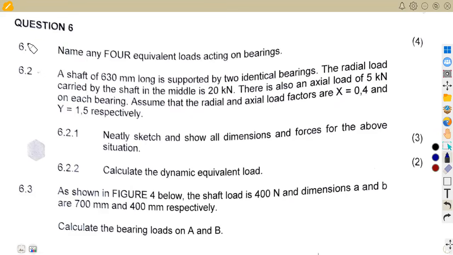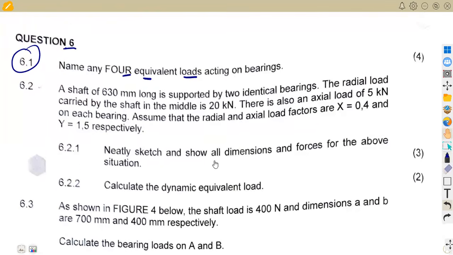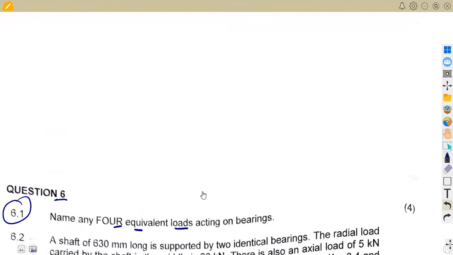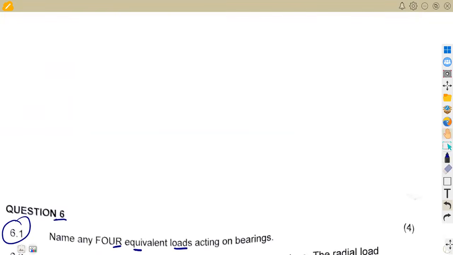So we were given the first part, question 6.1, to name any four equivalent loads acting on bearings. As we understand our bearings, there are loads that are going to affect our bearing. In this case, talking about the dynamic equivalent radial load and the dynamic equivalent axial load. So we have got four of them.